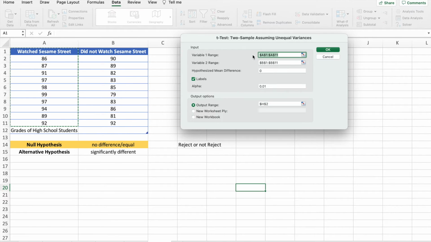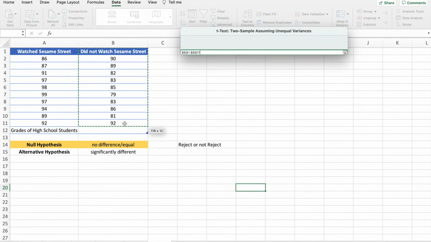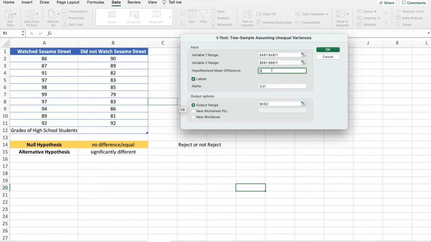We select the cells. So first, the watch Sesame Street and the did not watch the Sesame Street. And then we hypothesize 0 because there's no difference between them. That's our null hypothesis. We check labels because we have labels here in our table.